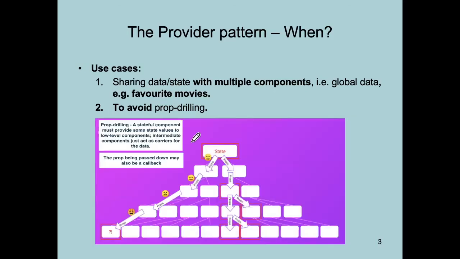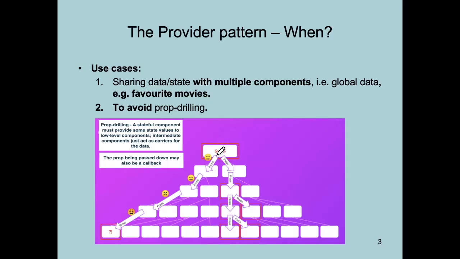Here's a diagram that I picked up on the web. I wasn't mad about it because it had all these little emojis stuck into it, which I don't like, but it gets the message anyway. So what I'm trying to get across here is, let's suppose we've got this stateful component at the top of my, or very high up anyway, in my component hierarchy. It's stateful, so it has some data.